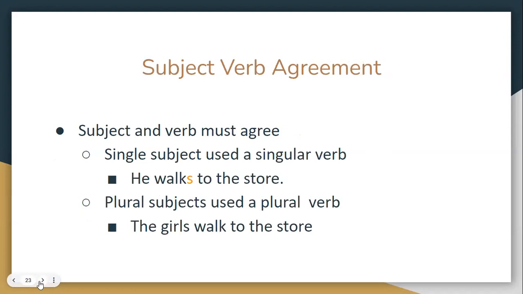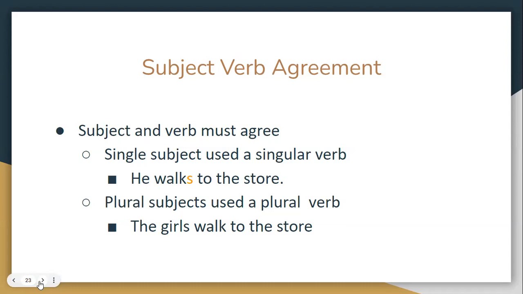It's important to note that subject and verbs must always agree in a sentence. We have a singular subject that would use a singular verb. If you look at the screen, it says he walks to the store. Notice that that singular subject has the S at the end. We wouldn't say he walked to the store. We say he walks to the store.